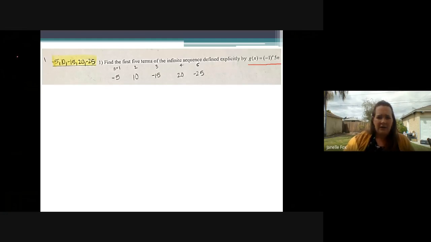If you can see my work, I have listed n equals 1, 2, 3, 4, and 5, and I just plugged each of those into the formula and got the right answer, taking the -1 to that power and then multiplying that number also by 5. My list of the first 5 terms is -5, 10, -15, 20, and then -25.